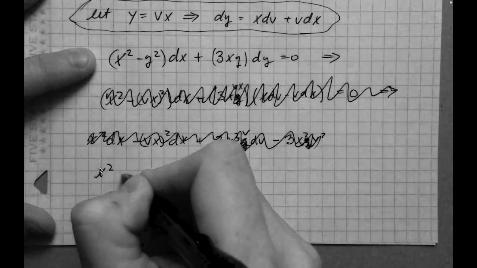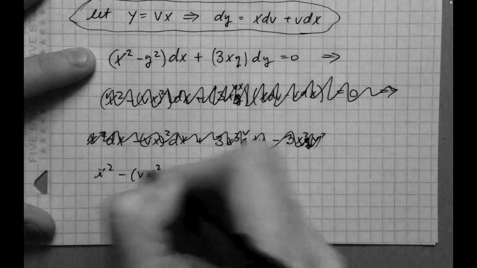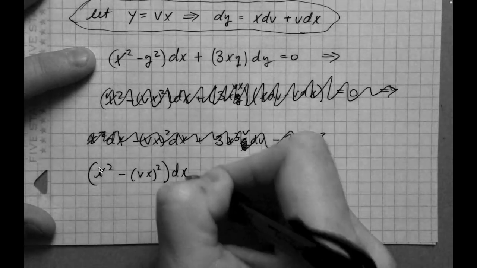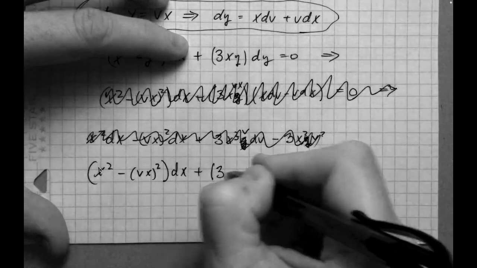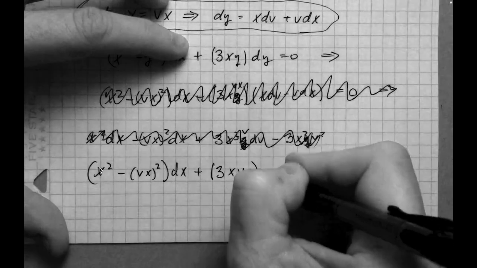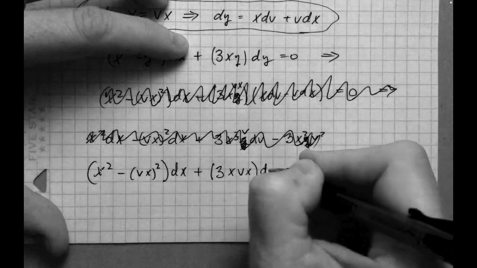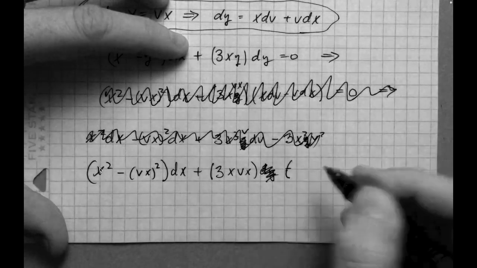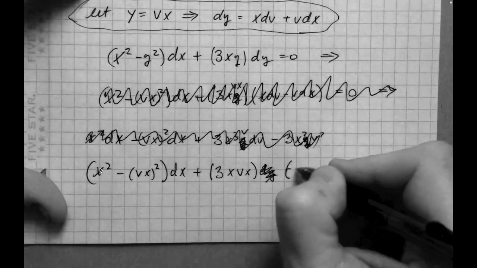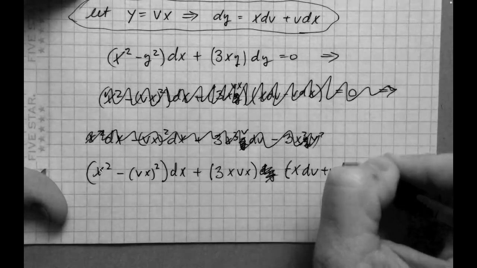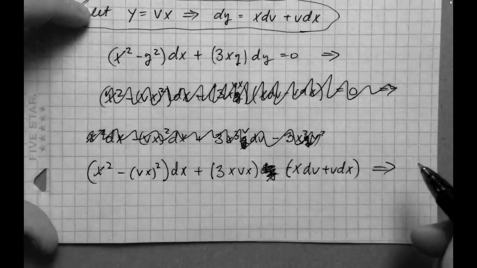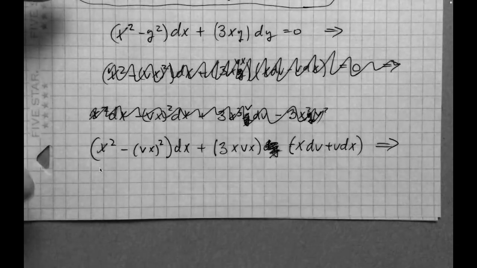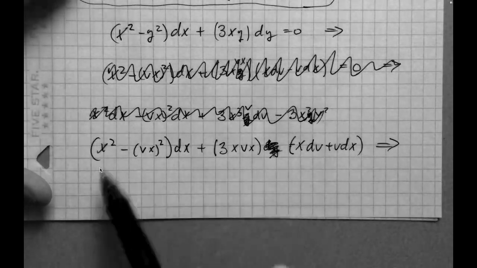So it's x squared minus vx squared times dx, right? Just plug in the vx there. And then it's plus 3x vx times dy. Nope, not dy. It's x dv plus v dx. Okay. Sorry, that got really messy. It's actually not that tricky. I just wasn't paying attention and I didn't do it right.